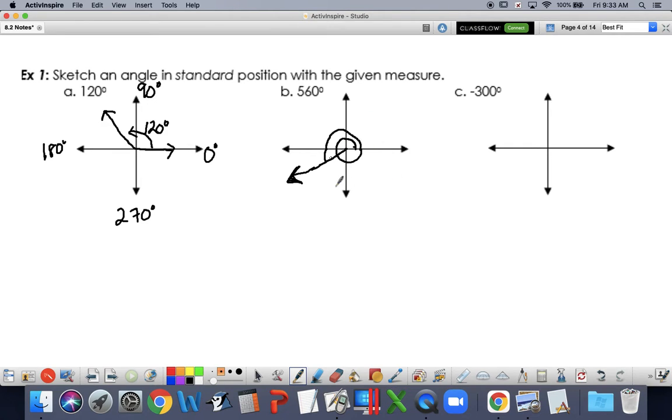And you don't have to draw the spiral. I really just drew that so you could see where it's coming from, right? There's going to be a 20-degree difference between here and the x-axis, just to make sure we understand why the terminal side of the angle would end there.